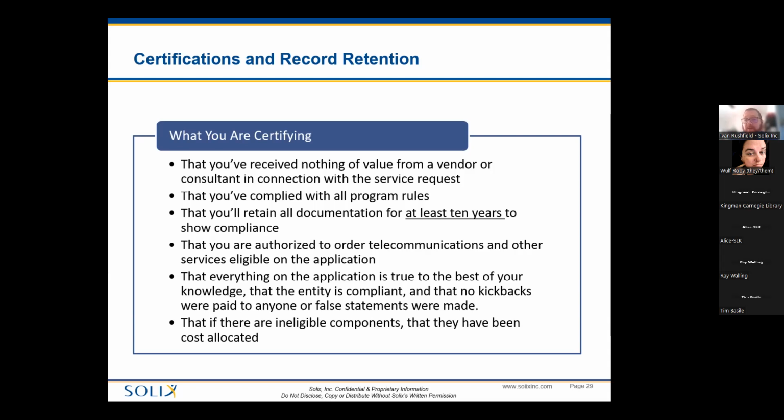So if they ask you to start digging back into some of your records, you have it ready to go. You also want to certify that you're authorized to order these telecommunications and services on the application, and that you're telling the truth. That everything is true to the best of your knowledge. You're not taking kickbacks. You're not making kickbacks. You're compliant with all the rules and regulations, and that you're not requesting anything ineligible on purpose. If something is ineligible, you've cost allocated, whether that is filtering or part of the firewall or a network card which is not eligible, so that you have not requested funds for things that are not allowed to have funding.